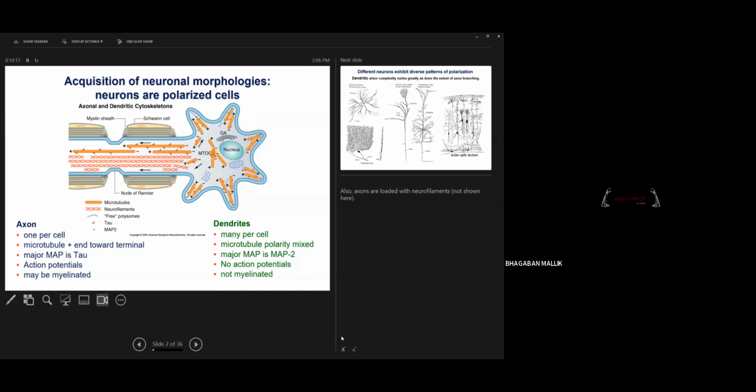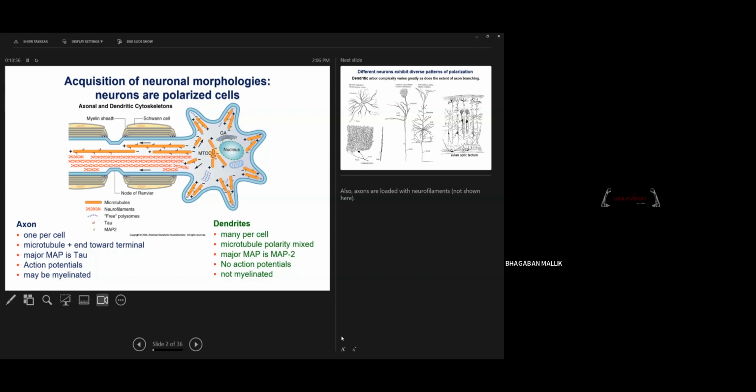Here you can see the axon, and these are its important features. You have one axon per cell, and the important characteristic of the axon is that the microtubules are mostly oriented with the plus end outward from the cell body. So this is the cell body, this is the axon, and you have the axon terminal somewhere here, which is not shown. The plus end is directed to the axon terminal. That is the key feature of the axon.